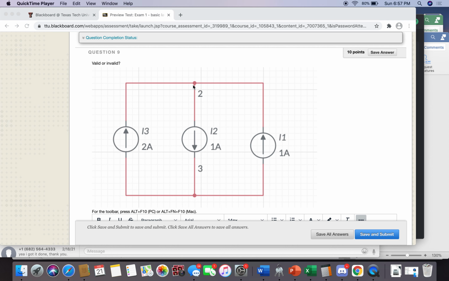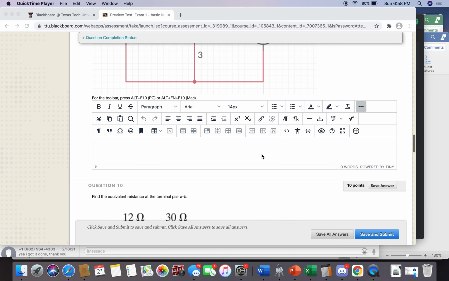KCL, if you were to write a KCL equation at node 2 and say the sum of the currents leaving the node has to be equal to 0, you would have minus 2 amps plus 1 amp minus 1 amp. That does not equal 0, hence this connection is invalid since the circuit does not obey KCL.